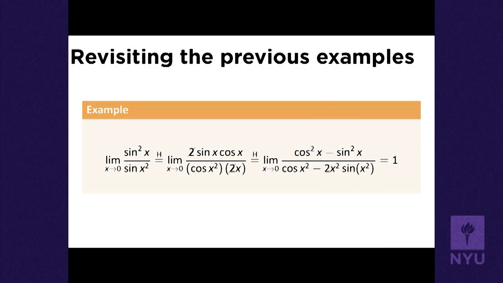Okay, so because this goes to 1, this goes to 1, the quotient goes to 1. Because this limit exists and is the same thing. And so my original limit is, in fact, 1. Okay.